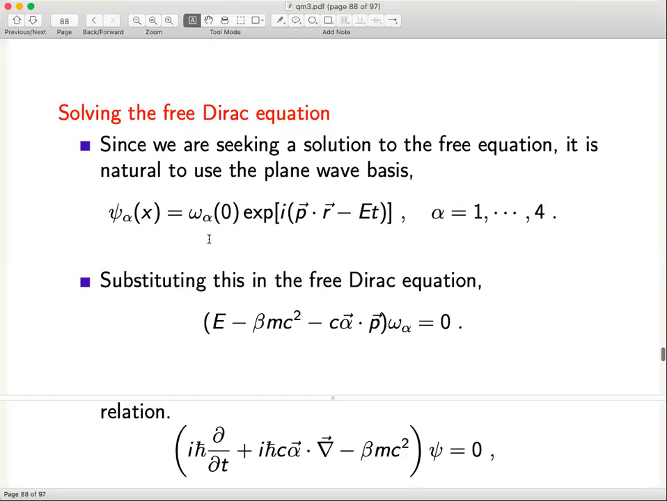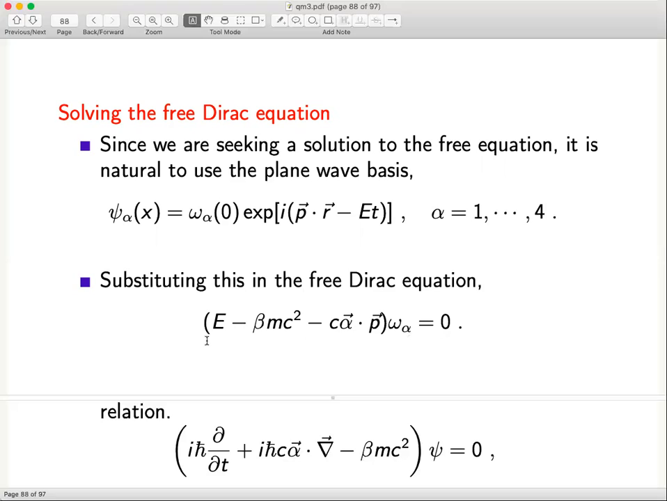When I say omega alpha 0, I mean that omega alpha does not have any explicit dependence on coordinates. Okay, it could depend on other quantities, like momentum or energy, but not on r and t. That's what I mean by 0. So when you substitute this into the Dirac equation, which is right here below, then del by del t or nabla would act on only this exponential piece, because omega is not a function of that. So when it acts on these quantities, they would pull out P and E, and you get an equation which looks like this.